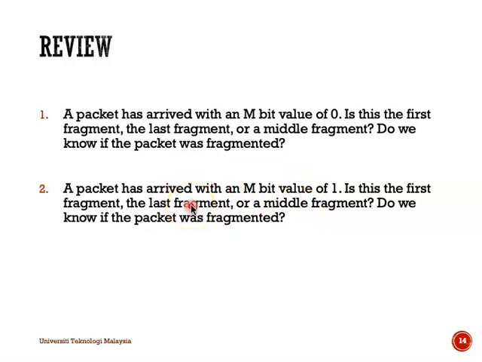Also, do we know if the packet was fragmented? Of course, this packet was fragmented because it is part of a fragment. When the M bit value is set to 1, it means that other fragments will be arriving at the destination. If we need to know whether it is a first fragment or a middle fragment, we need to look at the fragmentation offset value.